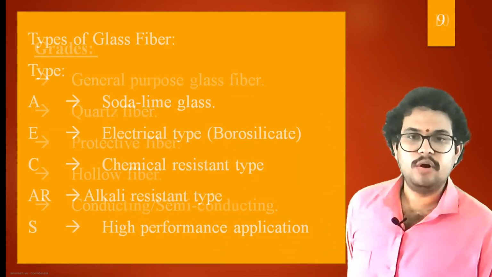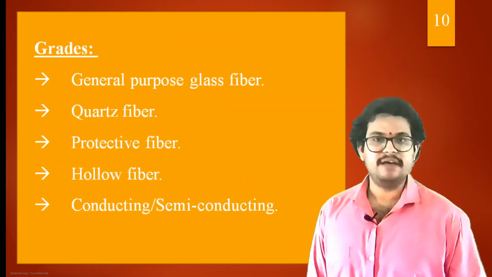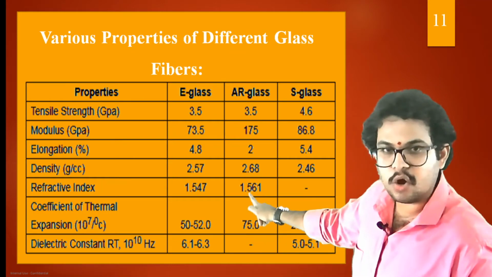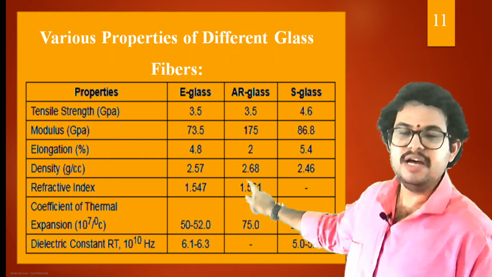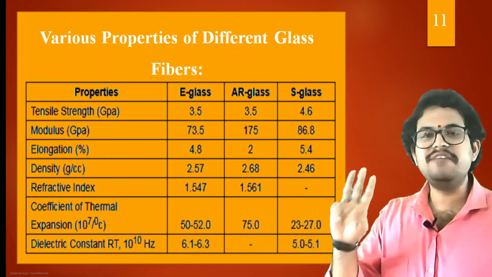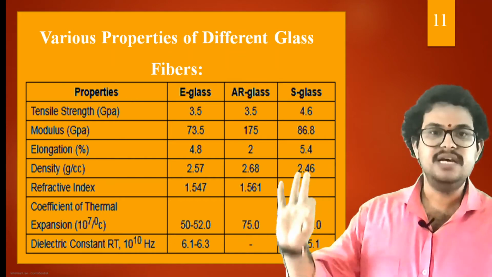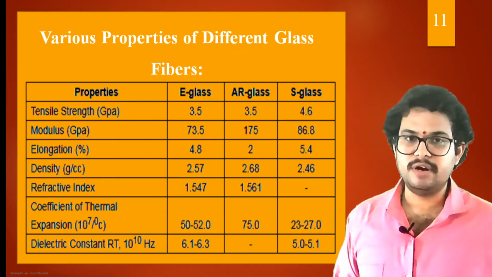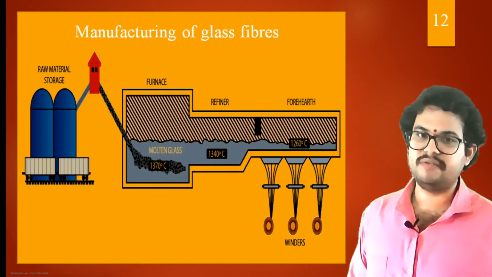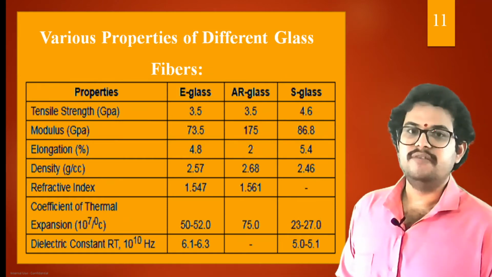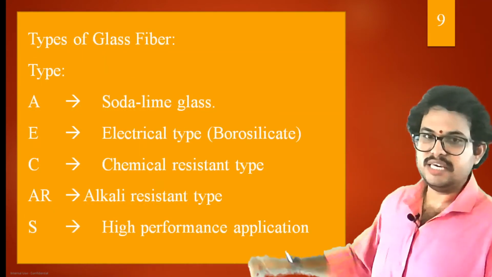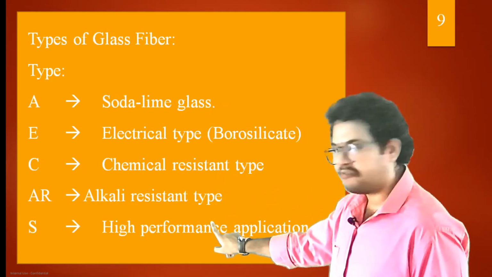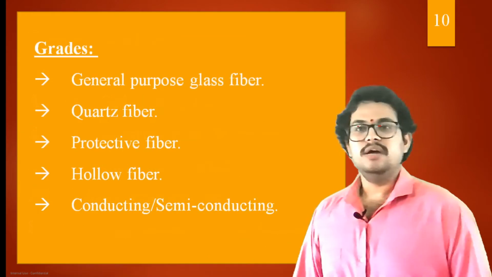Right. Now, moving on to the next slide. Here we have the various properties. You can clearly observe in this tabular column, we have compared the properties of 3 different categories of glasses. The first being E glass, the second being AR glass, and the third being S glass. What is E glass? If you don't remember, I'll go to the previous slide for a glance so that you can have a look at it again. We can categorize all the 3: E glass being electrical type, AR being alkali resistant type, and S being high performance applications type. Okay, now we'll go back to the slide.